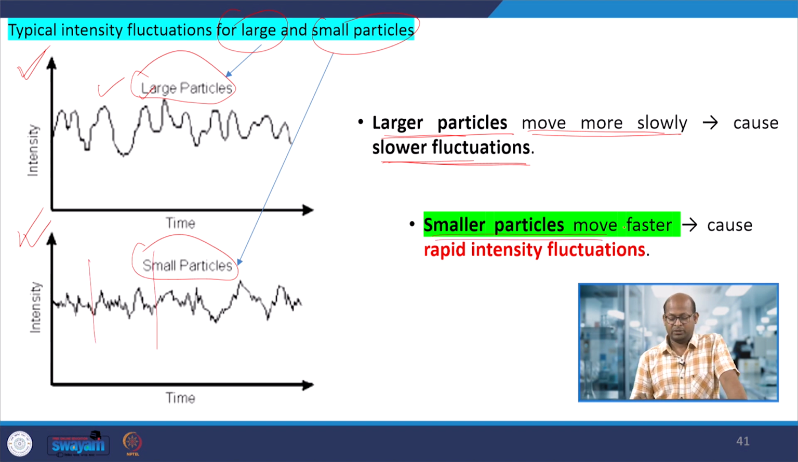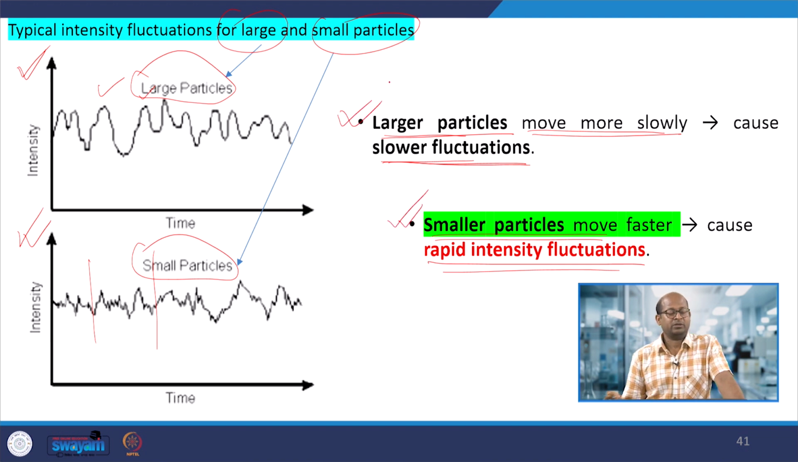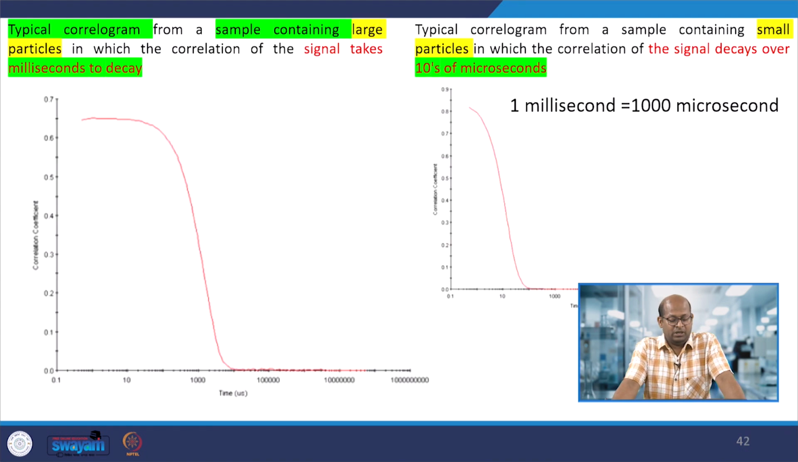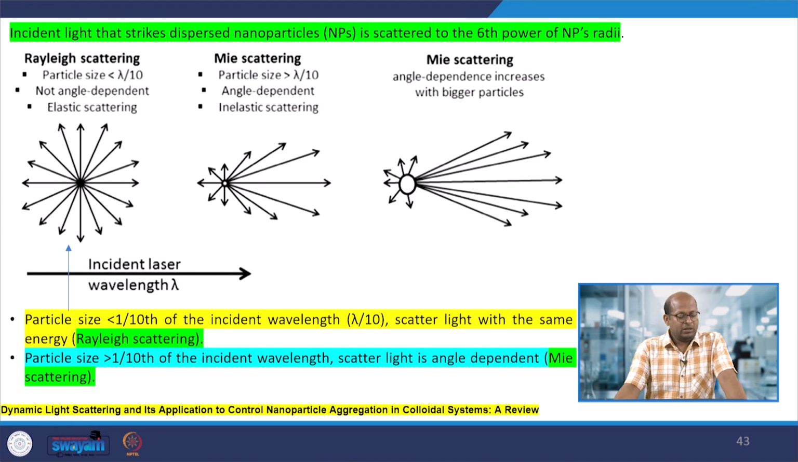Smaller particles move fast, and then the signal intensity fluctuation is very rapid in the case of smaller particles. In the case of larger particles, the fluctuations are comparatively lower. Here the incident light strikes the nanoparticles and is scattered. There are two different types of scattering.